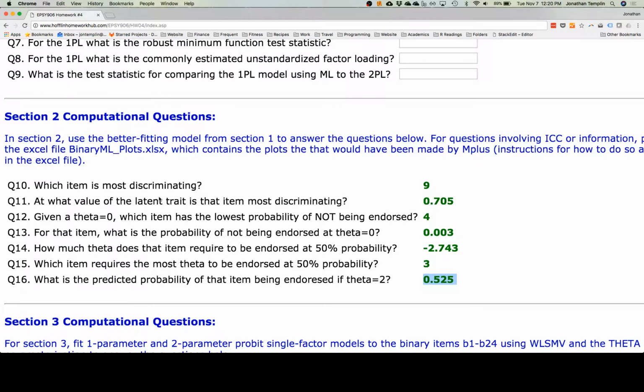So a little bit more than a 50-50 shot, and that's because remember the item difficulty for this item was 1.9, and the theta of 2 is just slightly bigger than that item difficulty, so it's slightly more than a 50-50 shot.